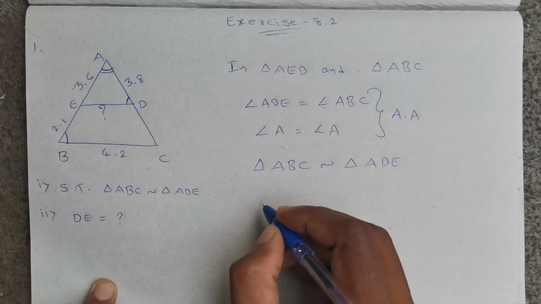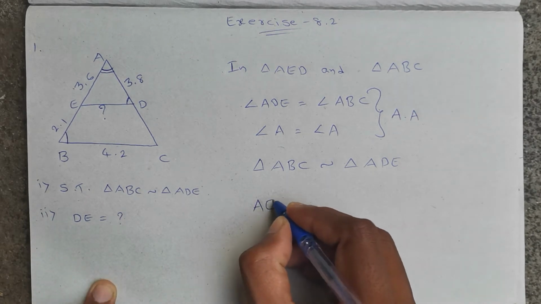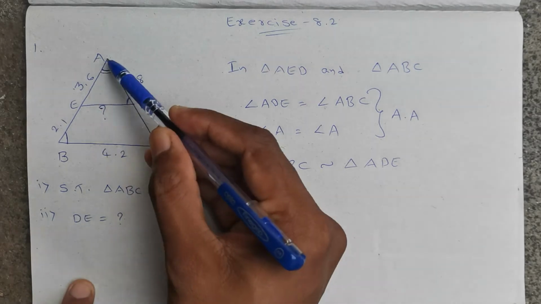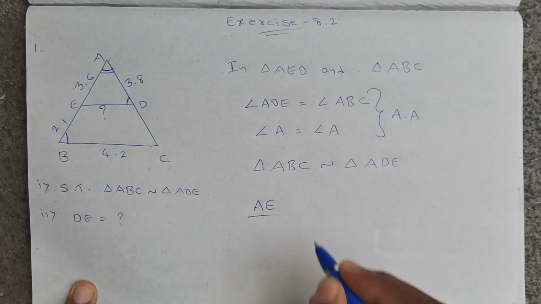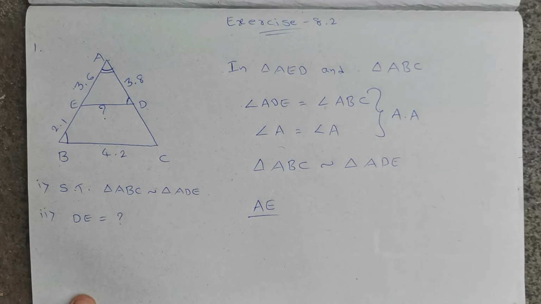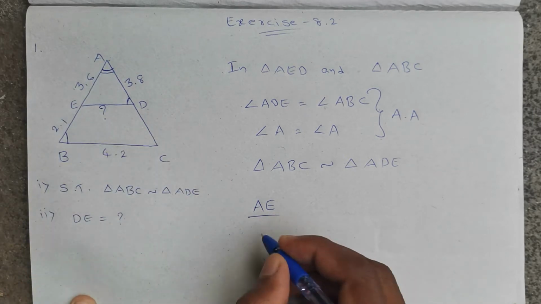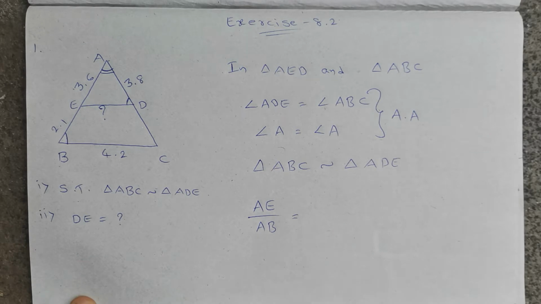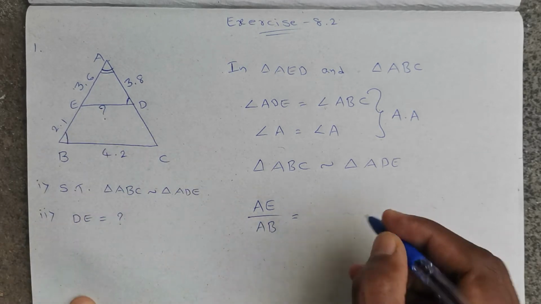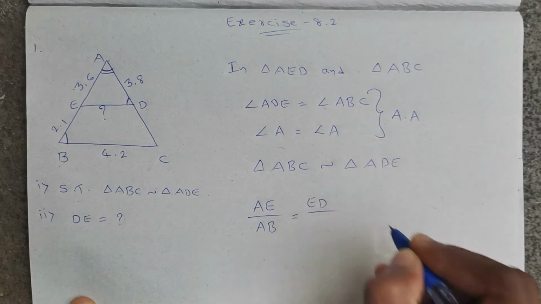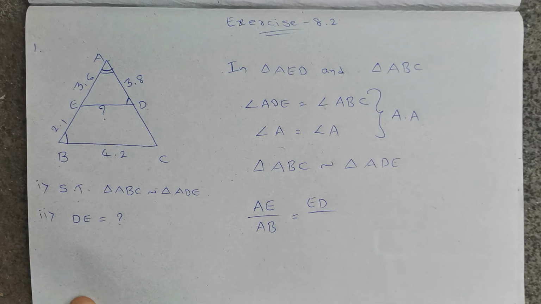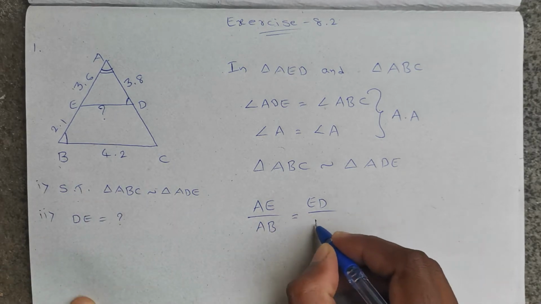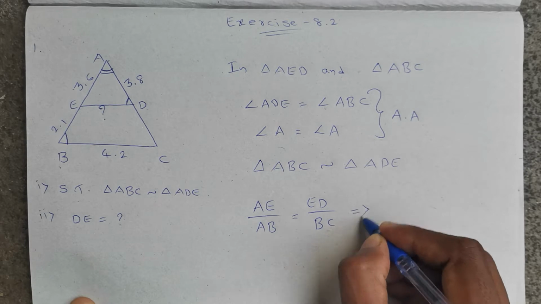So left side of the smaller triangle AE divided by left side of the bigger triangle AB is equal to base of the smaller triangle ED divided by base of the bigger triangle BC. Now let us substitute the values.